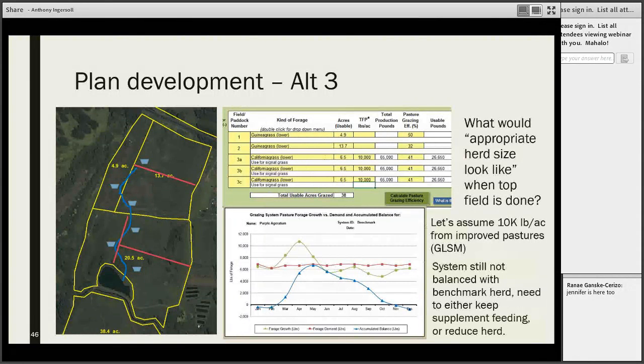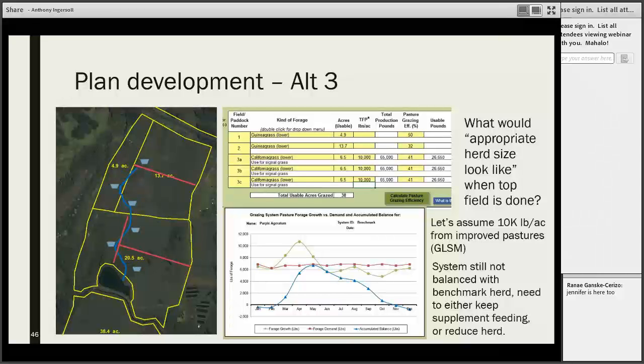Okay, we're almost done. If we're going to do something like that scenario, what would an appropriate herd size look like when that top field is done? We can again use our grazing planning tool, and we can start popping some numbers in there and start estimating what that might look like. So if we assume 10,000 pounds per acre for signal guinea grass mixture, the Grazing Land Stewardship Manual certainly agreed with that estimate. The soils did too.